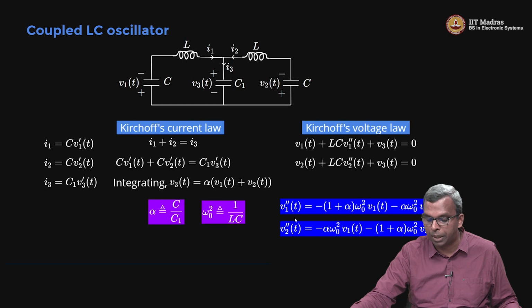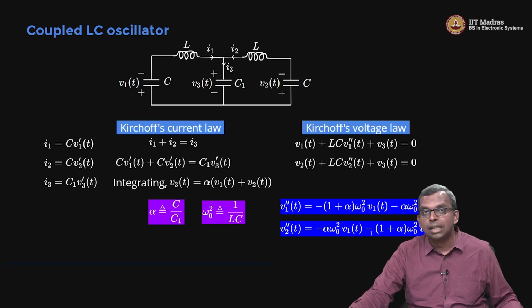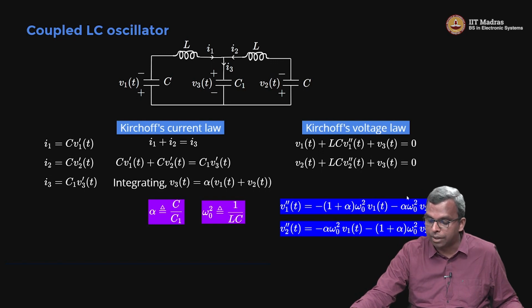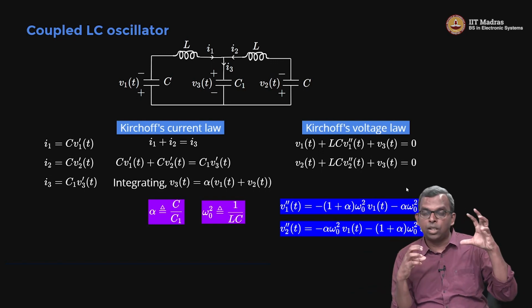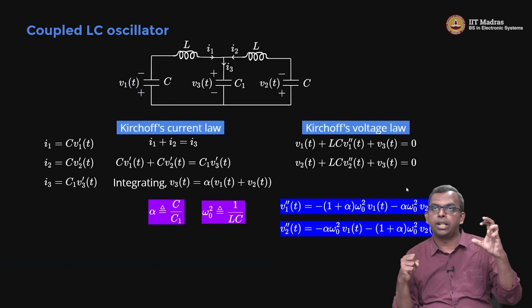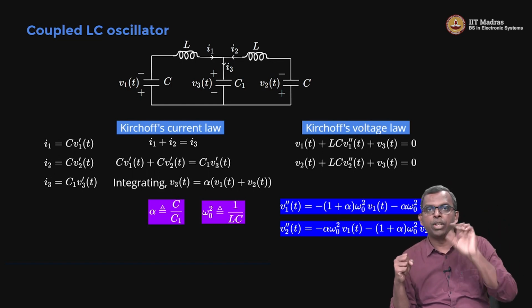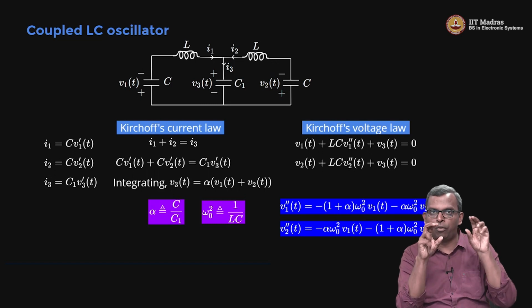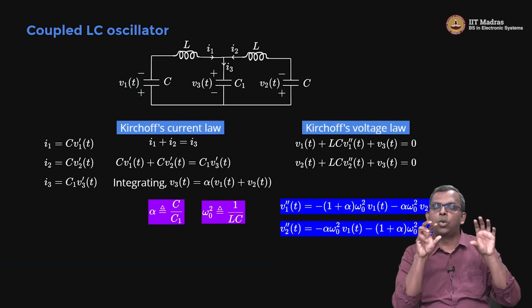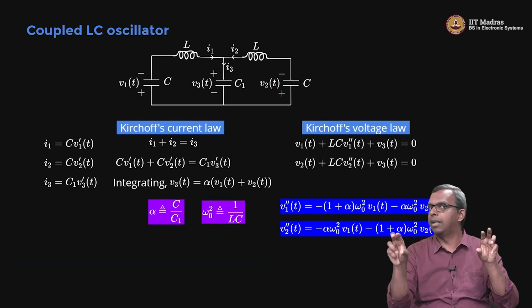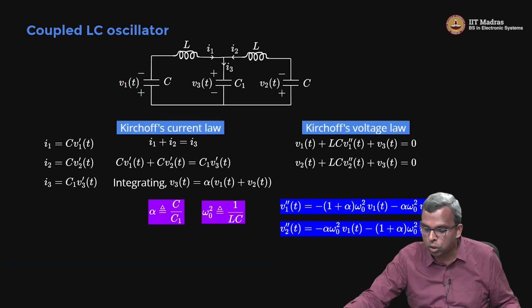I'll get V1 double prime of t equals minus 1 plus alpha omega naught square V1 of t minus alpha omega naught square V2 of t, and likewise for the second equation. So I have two equations here. So now compare with the simple LC oscillator. In the simple LC oscillator, we got V double prime equals minus omega naught square V. There was only one unknown voltage, and its second derivative was equal to minus omega naught square times its old value. Okay, but here notice what happens.